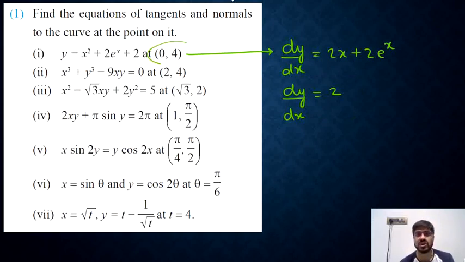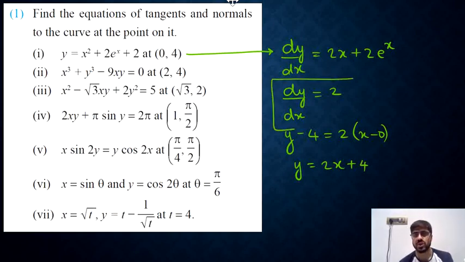And finally the equation of tangent will be y minus 4 is equal to the slope, which is 2, into x minus 0. So the equation of tangent is going to be y equals 2x plus 4. And finally we go for the equation of the normal. So for the normal, if the slope of tangent is 2, the slope of normal is going to be equal to minus 1 upon 2.